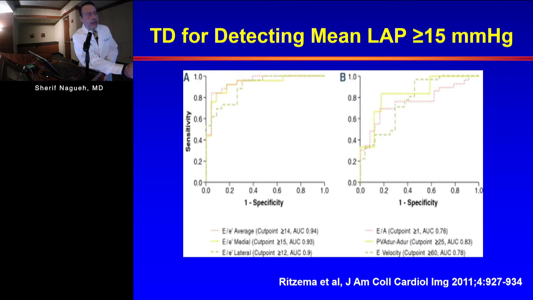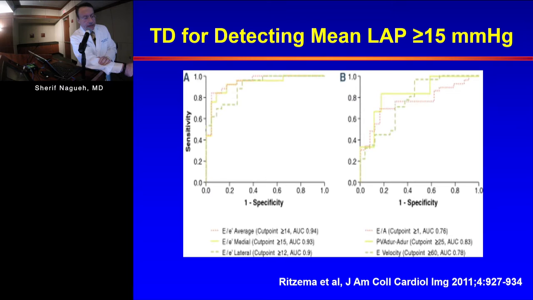How good is tissue Doppler for detecting an elevated mean LAP? This was a unique study. It's a small number of patients, but they had actually transducers implanted in the left atrium, and they were able to track the left atrial pressure with day-to-day activities. You're looking at the ability of different ratios to predict an elevated LAP, a mean LAP more than 15 millimeters mercury. And you can see that several parameters had decent abilities to do so.